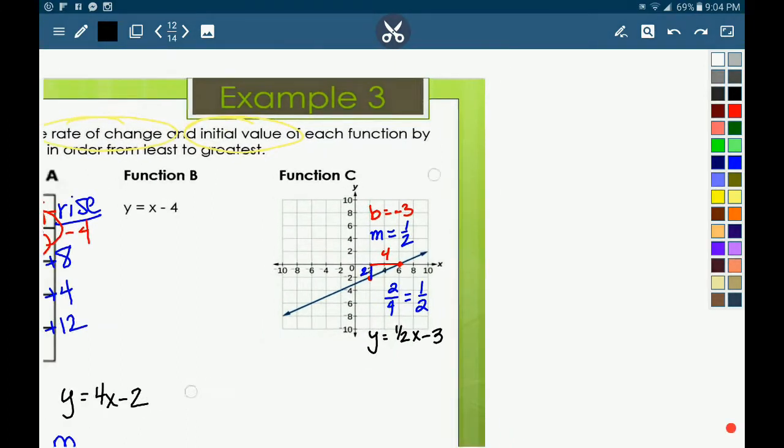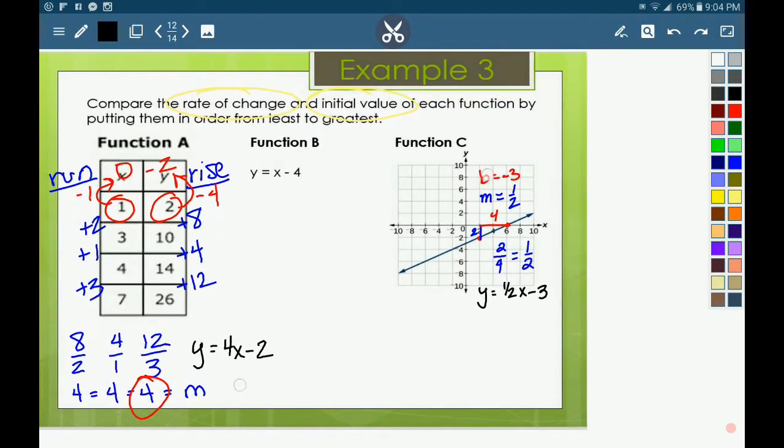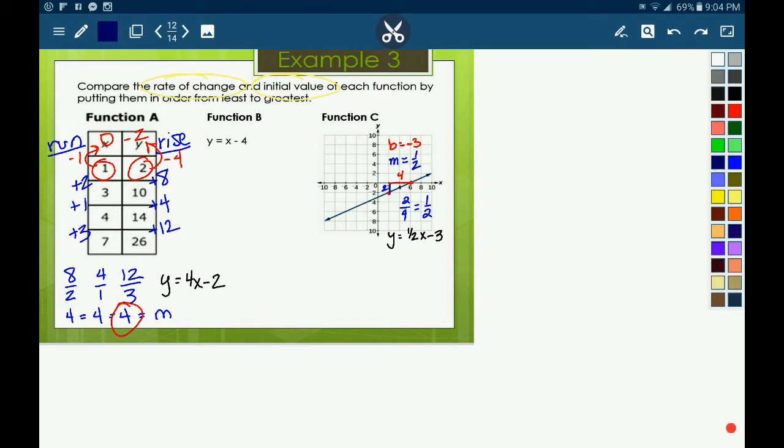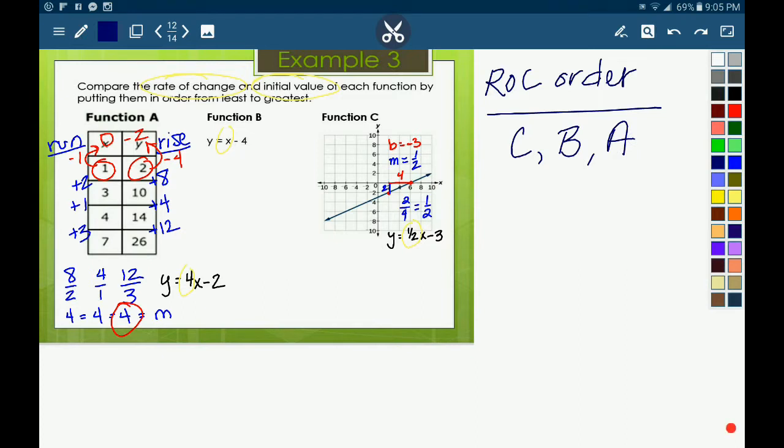Now we're ready to compare, because all of my functions have a y equals mx plus b written for them, and thus I can really quickly identify the rate of change and slope and put them in order. So I'm going to write off to the side rate of change order, and we're supposed to be going from least to greatest. Those are all my m values. In function a, my m is 4. In function b, nothing's written next to the x, which means it's going to be 1. And in c, the m is 1/2. So the order should be function c, function b, and then function a, because c had a rate of change of 1/2, b had a rate of change of 1, and a had a rate of change of 4.